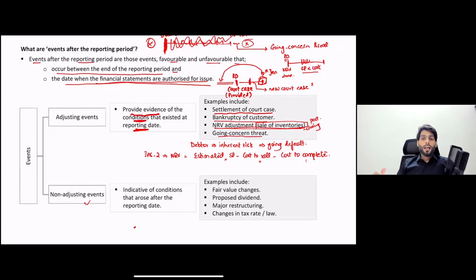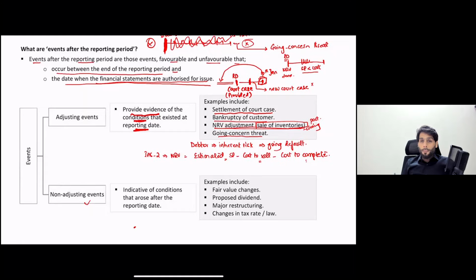So I just talked about adjusting events and some examples that your accounting standard has given. Now, what about non-adjusting events? Non-adjusting events are those events for which no indications, no conditions, no hints existed at the end of the reporting period, and those are all new cases, new scenarios that happened, right?